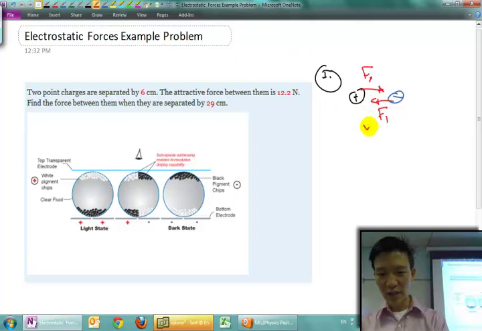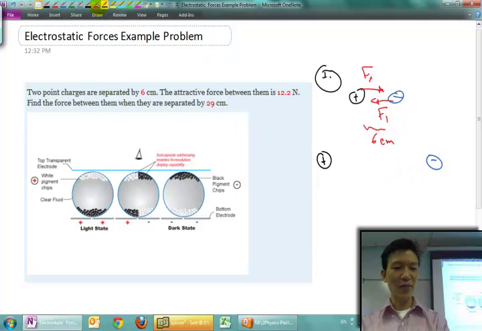I'm going to go ahead and label that on my diagram here. 6 centimeters, okay? Then we take those charges and we move them what? Closer or further apart? Further apart, right? So just using purely common sense, what's going to happen to that force? It's going to get bigger or smaller? F2, the second force, will be smaller. In fact, a lot smaller.